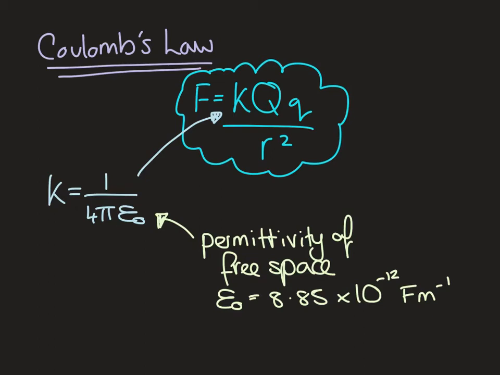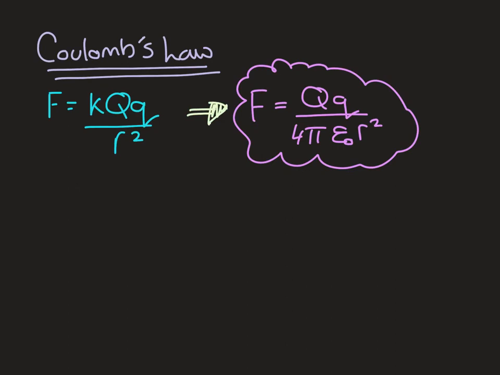And what this means, if we put this into this equation here, is that we can write Coulomb's law in this format here. So the force is equal to the two charges, Q1 Q2, divided by 4 pi times the permittivity of free space multiplied by r squared.